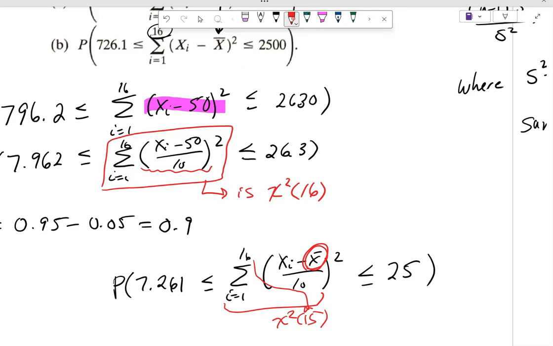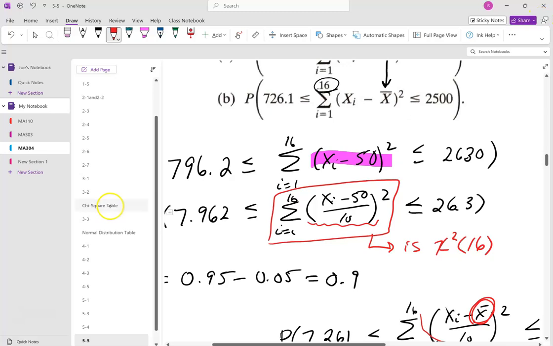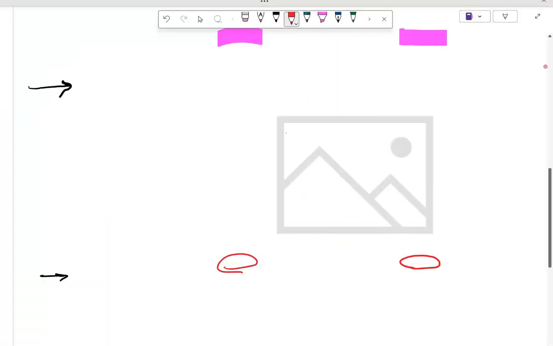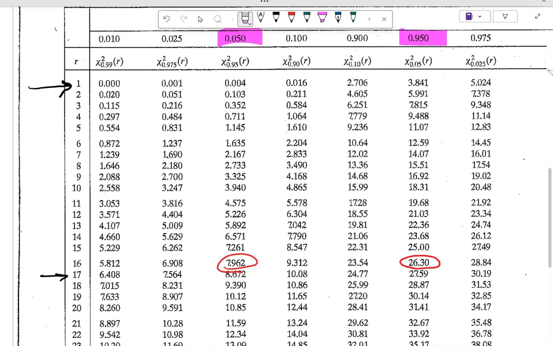Now notice that it is n minus 1 times s squared over sigma squared. We divide by the sigma squared. The n minus 1 piece would cancel off with that 1 over n minus 1 in front. So again, if we pop back over to our chi-squared table and now look at 15 rather than 16, there's your 25 and there's your 7.261. So again, you get 0.9. It's the same idea.